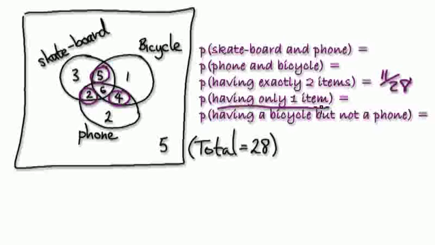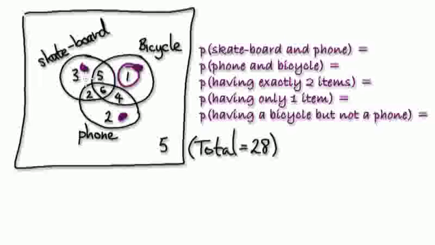Okay, having only one item. Well, that could only mean these three here, because these have only one item. So 3 plus 1, 4. 4 plus 2 is 6. So it would be 6 over 28.